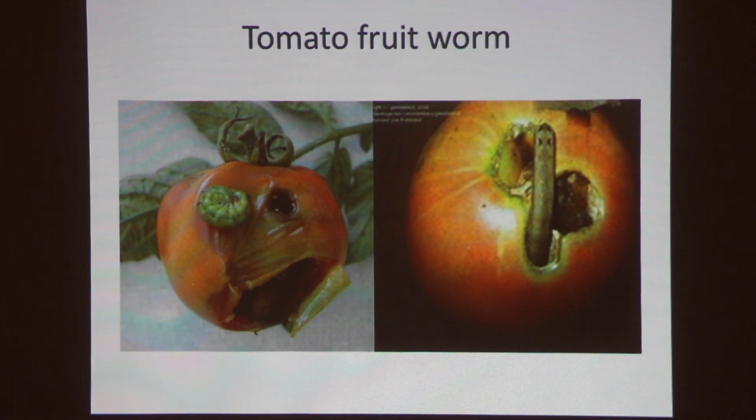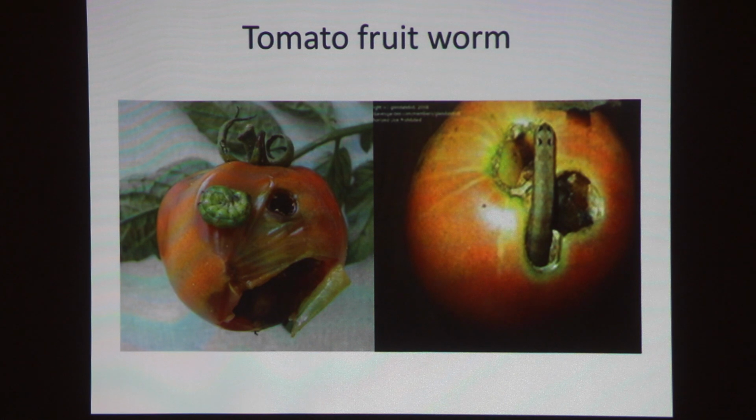Here, this is the tomato fruit worm. Again, it's a caterpillar, and as you can see on the slide, it makes holes and tunnels in the fruit, and makes the fruit rot away so you cannot eat it. So what you need to do is, if you see caterpillars, just collect them and squeeze them or drown them in water, and try to keep your crop free of these caterpillars, because once they build up in large numbers, you will lose your crop.